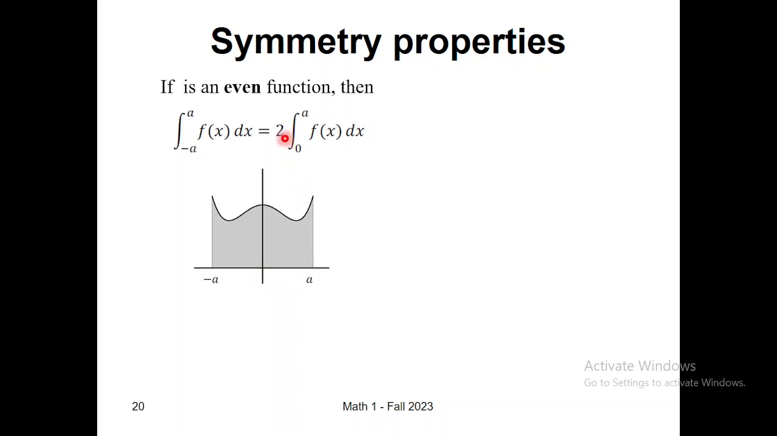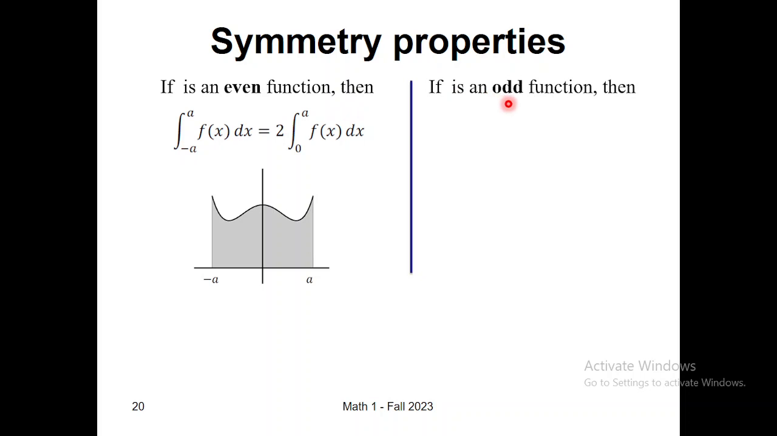And if you want to solve this problem by simplifying it first to this side, this usually is much simpler than using this side, because if you substitute with 0, usually this will be simpler than substituting with negative a.